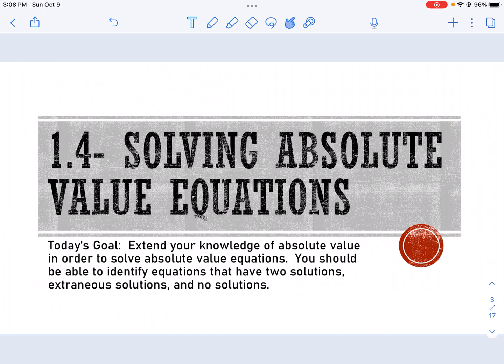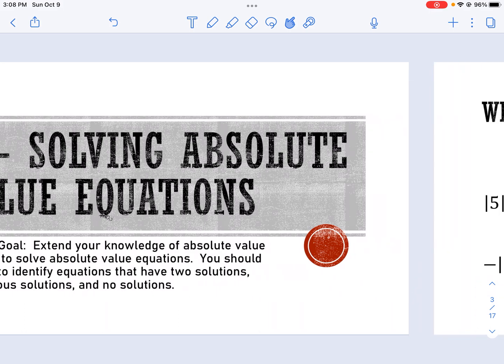Alright, let's begin. Today's goal is all about solving absolute value equations. By the end of today's class, you should be able to extend your knowledge of absolute value in order to solve absolute value equations. You should be able to identify equations that have two solutions, extraneous solutions, and situations in which there are no solutions. All right, let's get rolling.